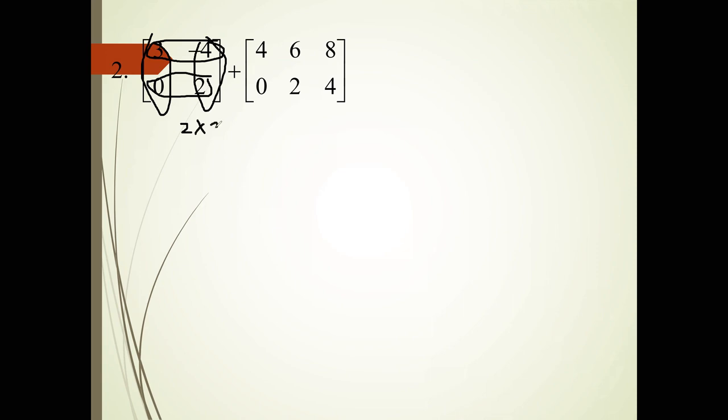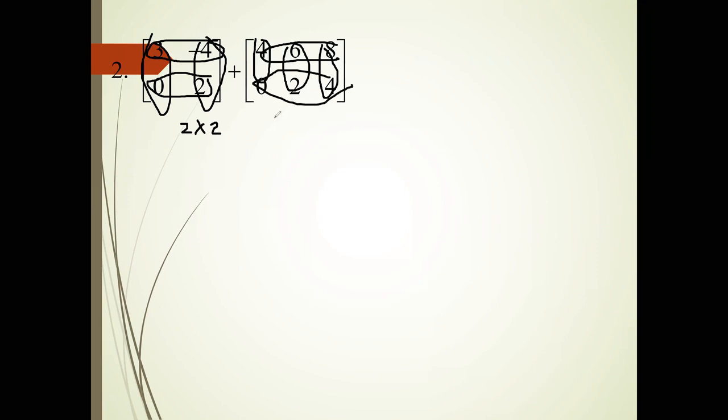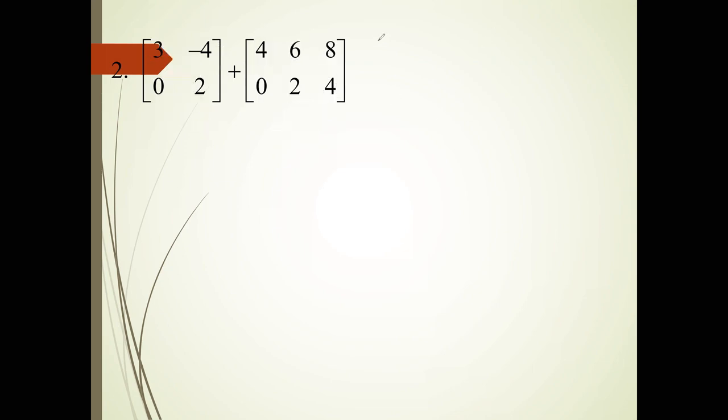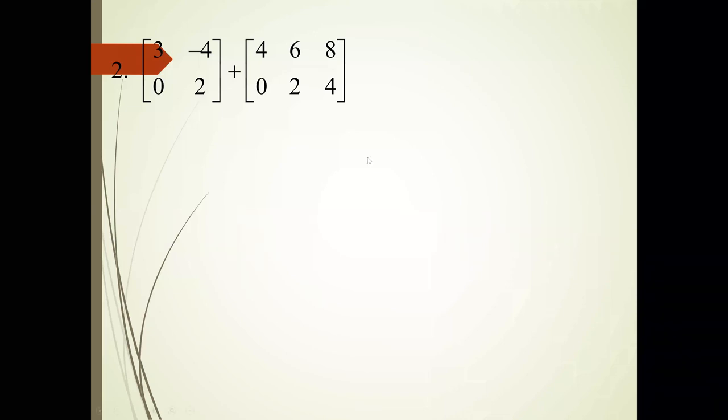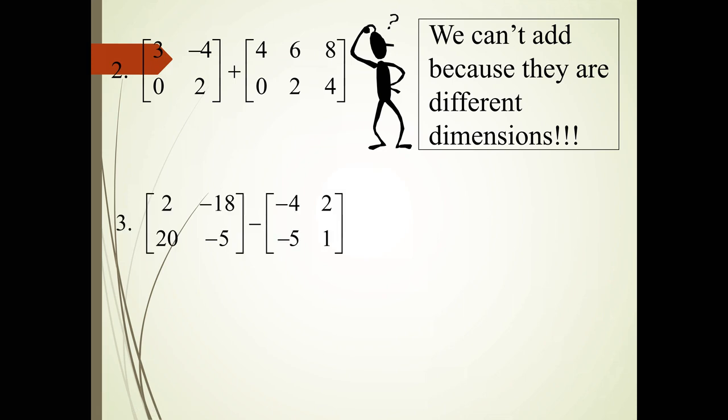In order for us to add it to this matrix, they must be the same order. So let us check. We have 3 columns, and 2 rows. So this is a 2 by 3 matrix. Are they of the same order? No, they're not. So right away, we know that we cannot go ahead and add these two matrices because they're of different dimensions, they're of different order. Let's look at an example where we are going to subtract two matrices.